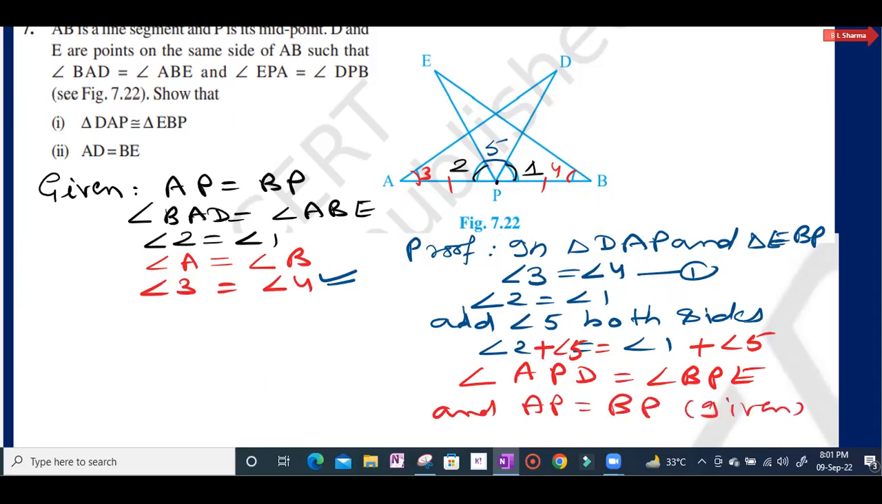देखिए, अब हमने दो ट्रायंगल हमने कंसीडर किए यहाँ पे. मैं इसका फिर से अलग से एक सेपरेट डायग्राम बनाता हूं. This is APD, that is BPE.